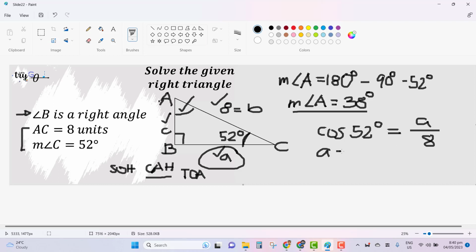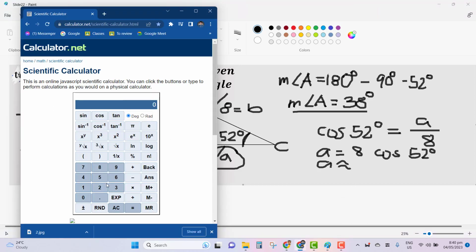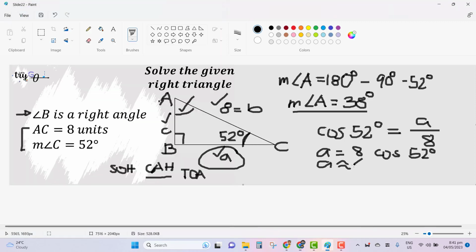And A, using the fundamental law of proportion, is the product of 8 and cosine of 52 degrees. We can now solve for this and this approximation using this calculator. So that's 8 cosine of 52 degrees. That's approximately 4.93. Again, 4.93 units. That's for the measurement of side A.